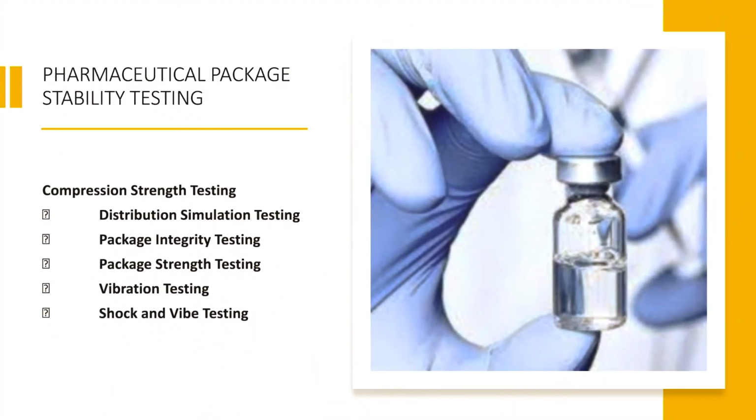As far as stability testing for the packaging material is concerned, we need to check the packing material for compression strength testing, which ensures that the product will remain stable during transportation, during shipping from one place to another. At the same time, we also need to ensure distribution simulation testing, package integrity testing, package strength testing, vibration testing, and shock and vibe testing. All these tests are conducted on the packaging material as well, because before shipment, before transportation, we need to carry out these studies to ensure that the product is safe in the provided packaging material.